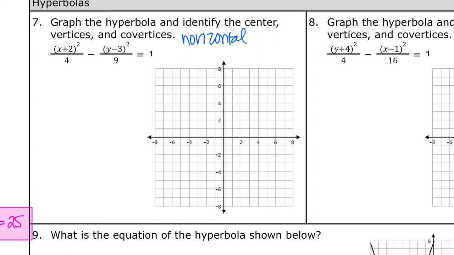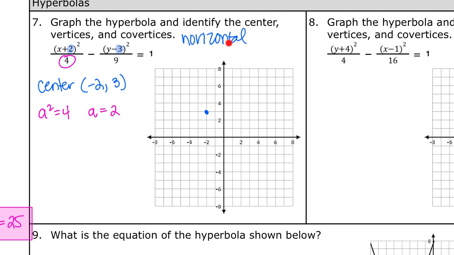The h, k for the center still works the same. It's the numbers inside the parentheses, so this will be -2, +3. Our a value is always going to be the first number. It doesn't matter if it's bigger or smaller. That's always a. So a squared equals 4, so regular a equals 2.